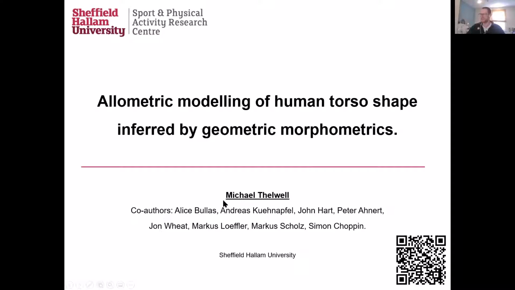So though I'm presenting today, I have to give some credit to my co-authors, both researchers here at Sheffield Hallam, but also at Leipzig University. Without their help, this wouldn't have been possible.